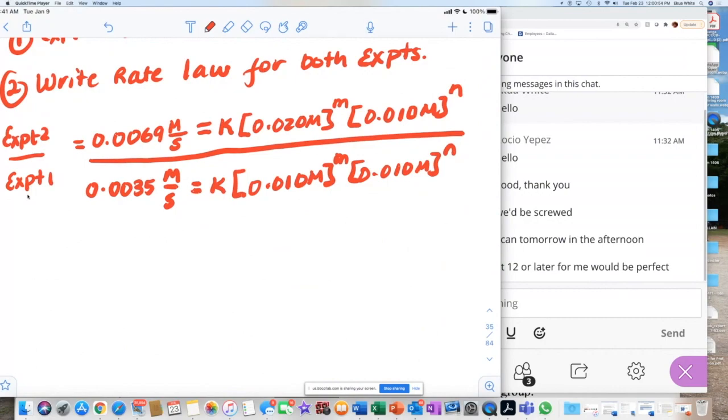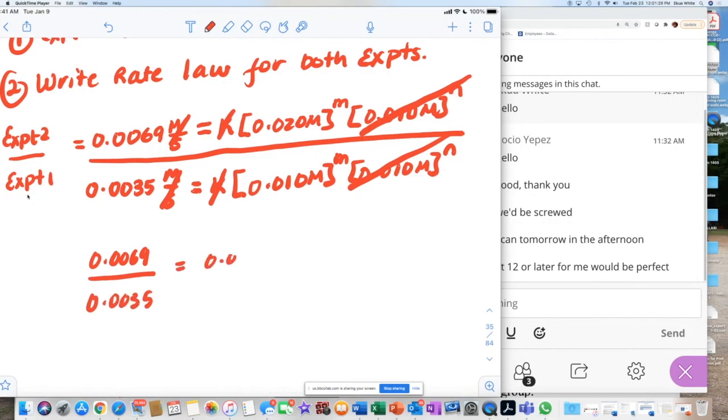So remember, we're trying to solve for m, right? So cancel out what's common. I'm going to cancel out the units, cancel out k. k is the same. It's the same reaction, so k is constant. This whole number and its exponent matches the bottom number. You picked the experiments on purpose to cancel out the n part, right? So that cancels out. Now we can consolidate, right? We have 0.0069 divided by 0.0035 equals 0.020 over 0.010 raised to the power m. Okay, this is what we're left with.